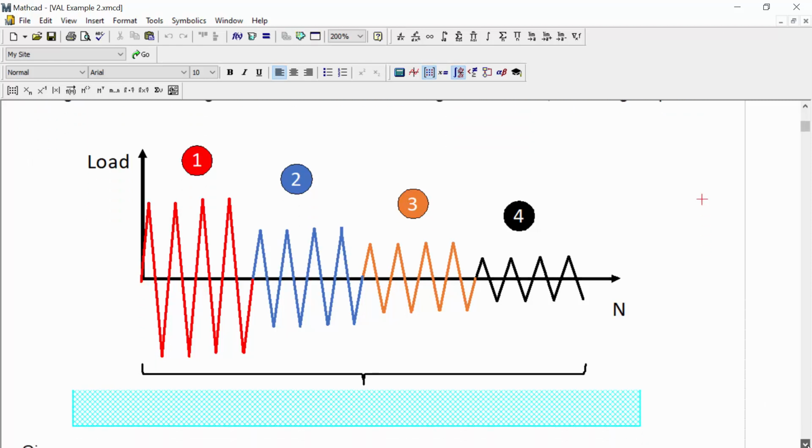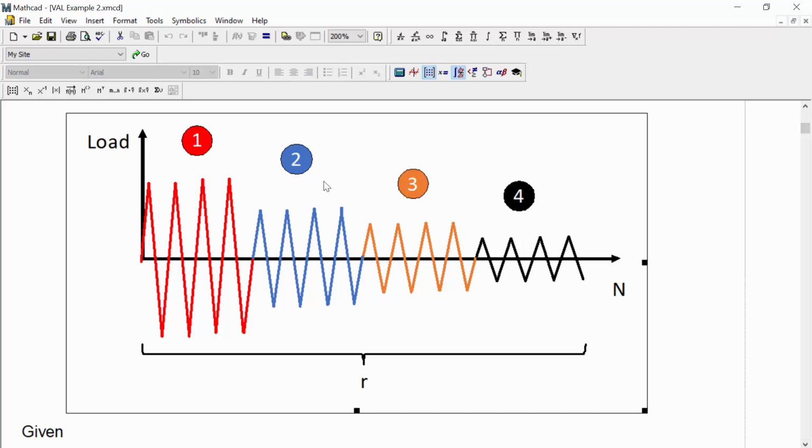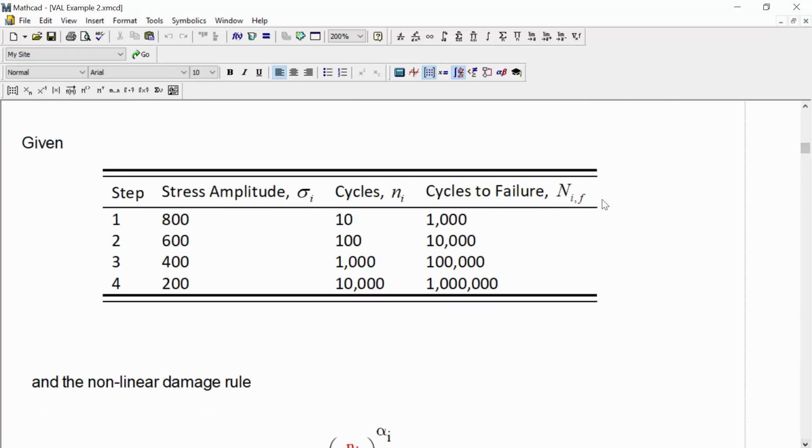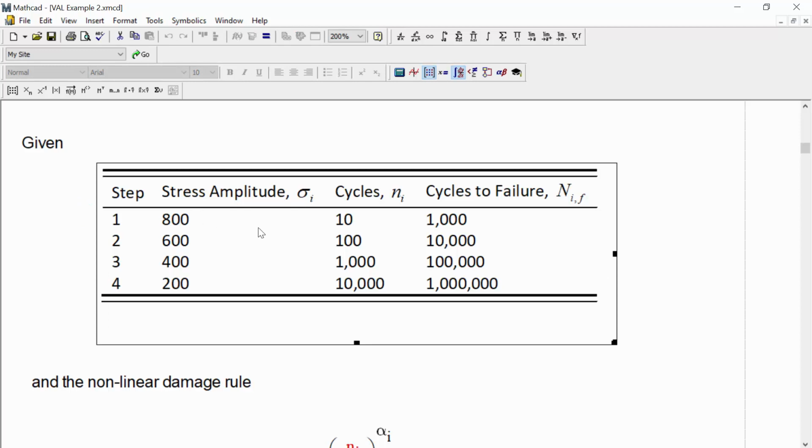We're given this 4-stepped fatigue test where each step is occurring at a different stress amplitude, and we need to figure out how much damage is accumulating and adding from 1 to 2, 2 to 3, and 3 to 4. We're given the following information: a table that describes the 4-step test where each step is at a different stress amplitude, let's say in megapascal, a different number of cycles, and a different number of cycles to failure of the material at that stress amplitude.